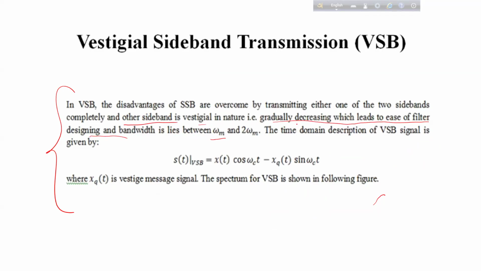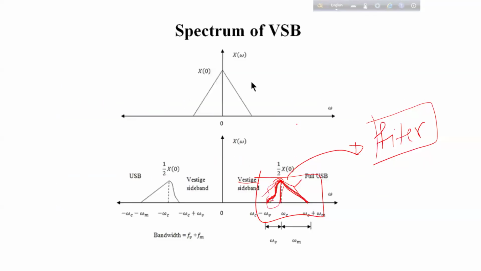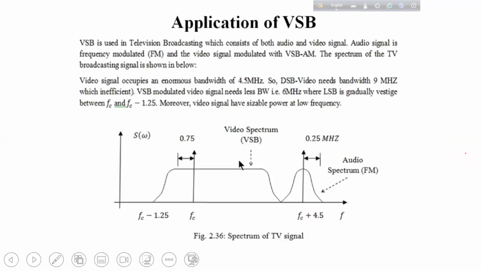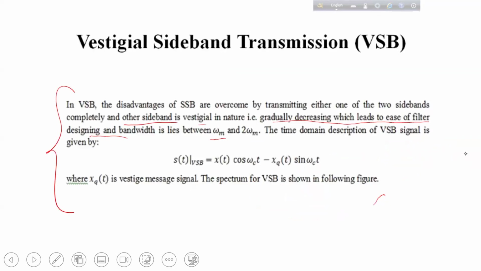and the bandwidth lies between omega m and 2 omega m. When you are allowing some portion from the lower sideband, the bandwidth will increase. So instead of fm, it will be a bit higher than fm, but lower than 2 fm. It will vary from fm to 2 fm, so the bandwidth lies between omega m and 2 omega m.